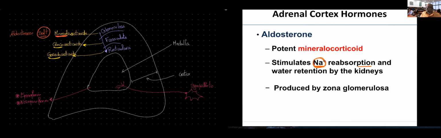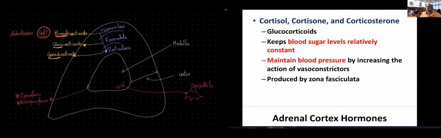The next zone is going to be the zona fasciculata. And the zona fasciculata, as we mentioned, is going to be producing the glucocorticoids. And the famous glucocorticoid is cortisol. And from the name, glucocorticoids are going to be responsible to increase the blood sugar level, increase the glucose levels in the blood.